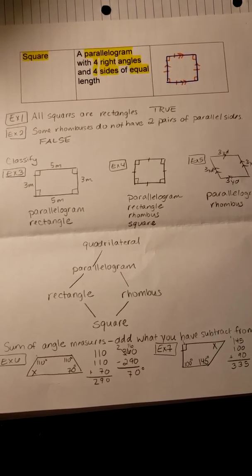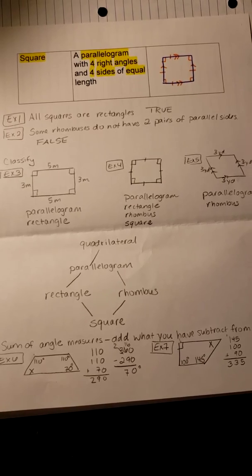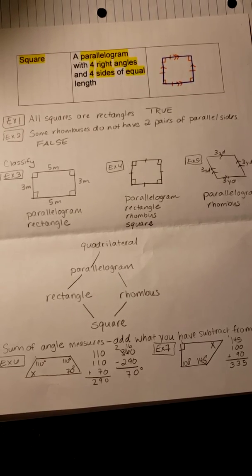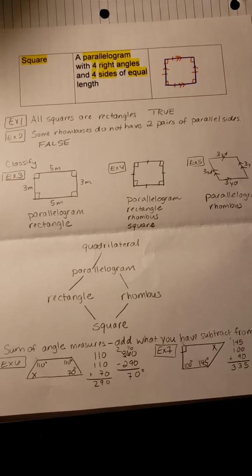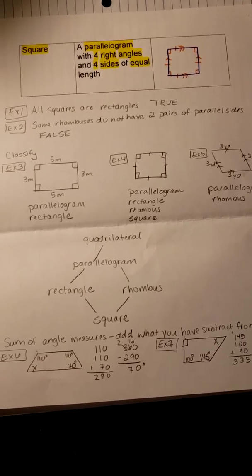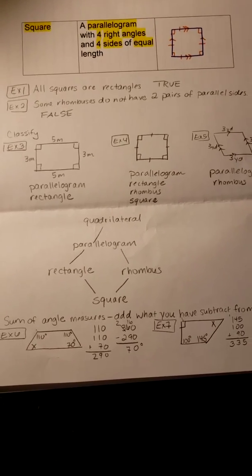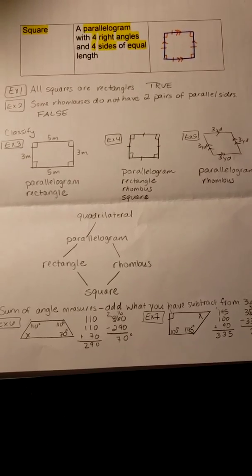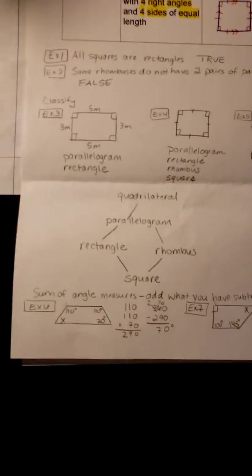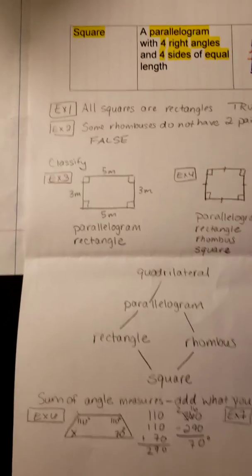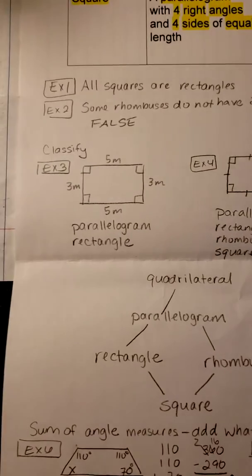That's false because a rhombus is a parallelogram, and parallelograms have to have 2 pairs of parallel sides. All right, now the main thing that we're going to do today is classify our parallelograms. So I'm going to zoom in a little bit here on our different examples. We're going to have to classify these.